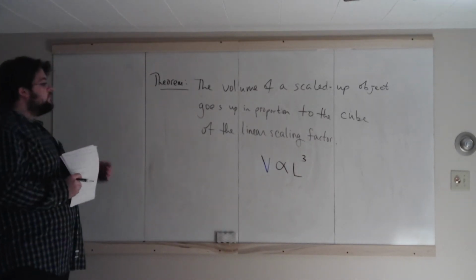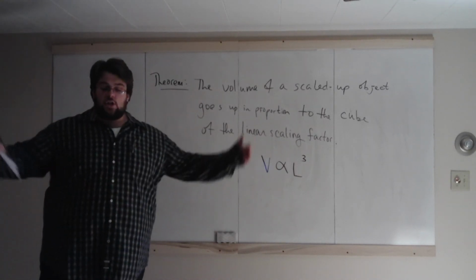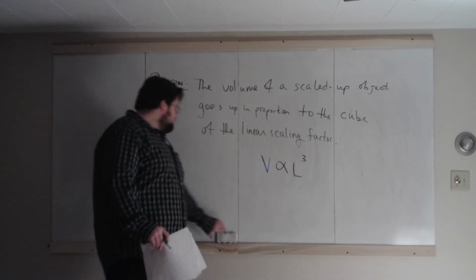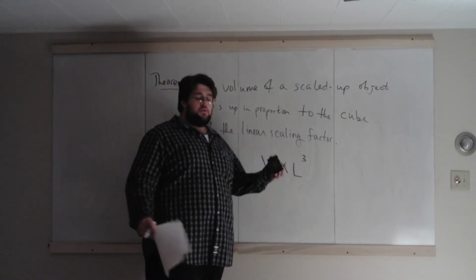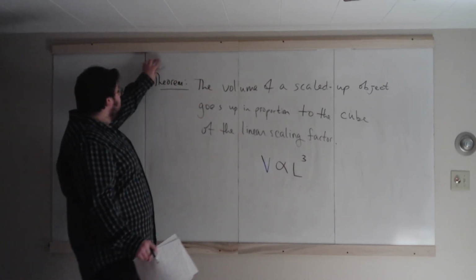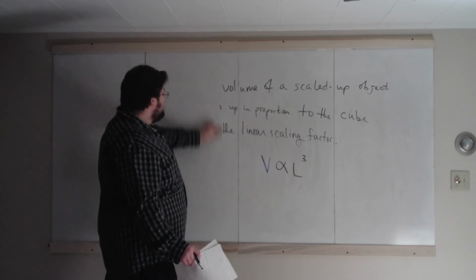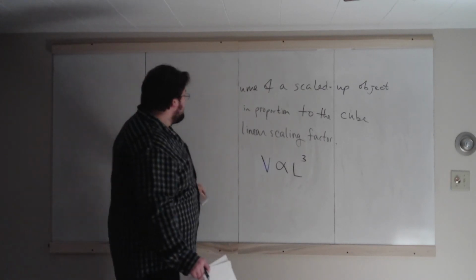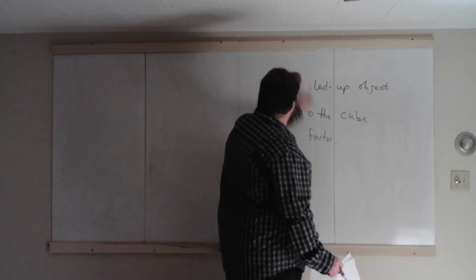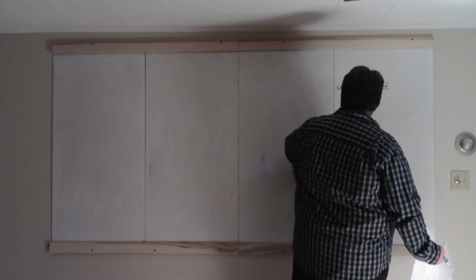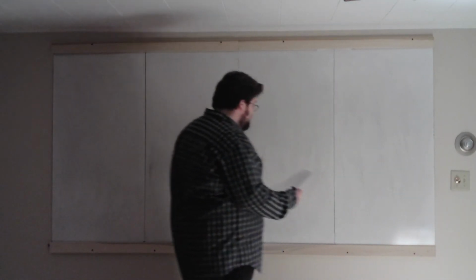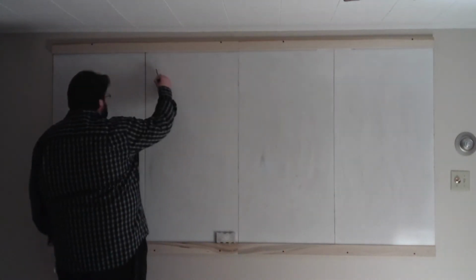So notice the volume goes up faster than the area went up, because the volume went up proportionally to the scaling factor cubed, and the area went up in proportion to the scaling factor squared. And cubing goes up faster than squaring. So the next question is, we looked at volume and area. What about surface area?